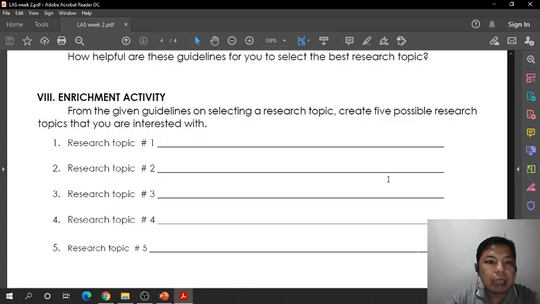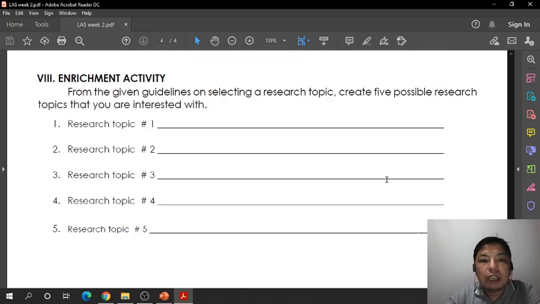And of course, number 8, engagement activity natin, from the given guidelines on selecting a research topic, create 5 possible research topics that you are interested with. So dito, gamit yung inverted pyramid technique natin, gawa kayo ng, or pili kayo ng 5 research topic. Okay? So yun lang. Okay?